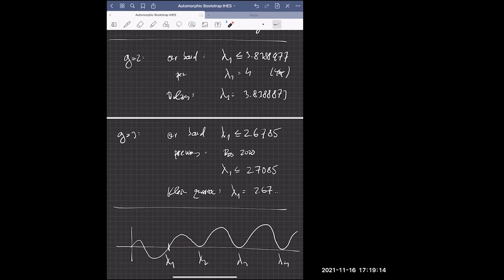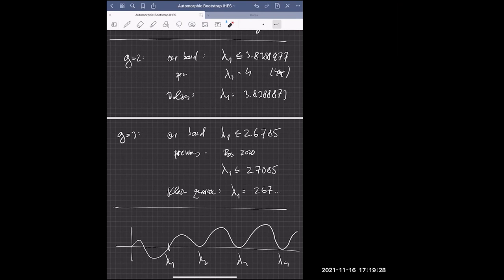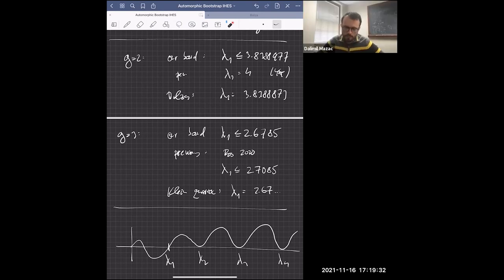Yeah, Maxim. With this picture of this magic function, when lambda two is a double zero, does it mean that lambda two, lambda three will be degenerate? Kind of twice the epsilon. Are you asking why there's a double zero as opposed to a single? Yeah. No, it's not related to degeneracy. It's just related to the positivity properties that we are imposing.